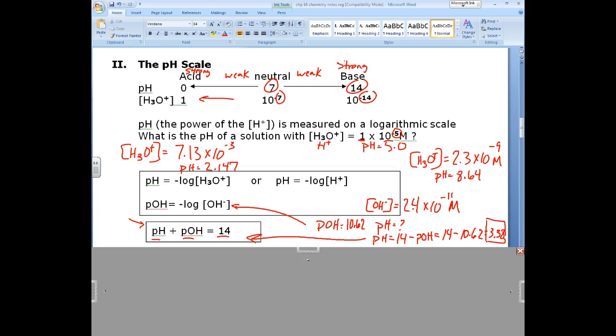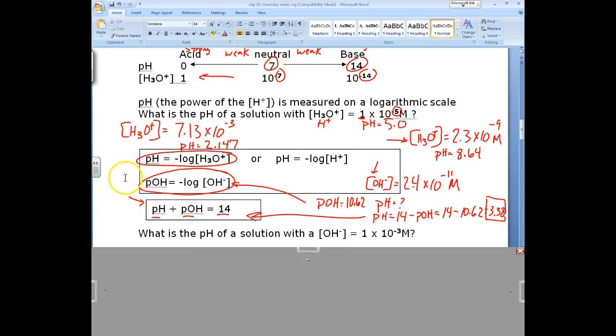The hardest part is really just making sure that you read the problem correctly and make sure you know whether they're giving you hydroxide or hydronium. If it's just hydronium, all you have to do is take the negative log of that number. If it is hydroxide, then you find the pOH and then subtract that answer from 14 to get your pH.